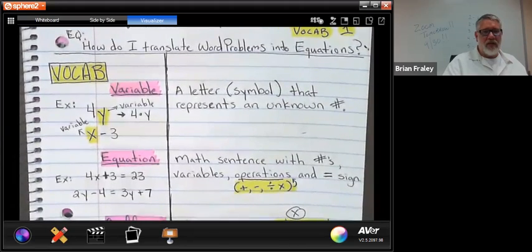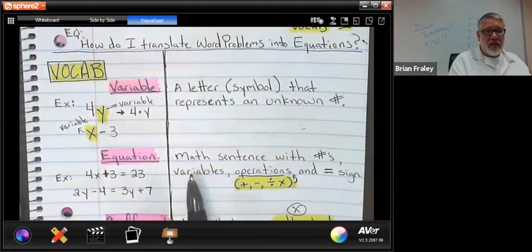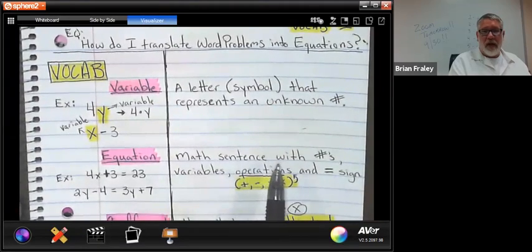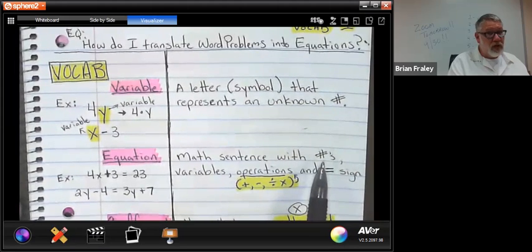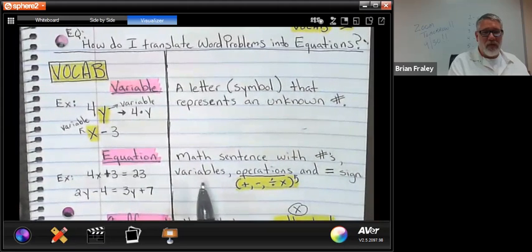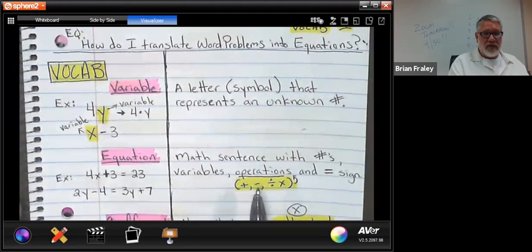The next definition we have here is equation. Guys, an equation is simply a math sentence that has the following things. It has numbers, and that's, guys, the hashtag symbol is for numbers, by the way. It has variables, operations, and an equal sign. Now, when I say operations, I'm talking about these things: plus, minus, divide, or multiply.